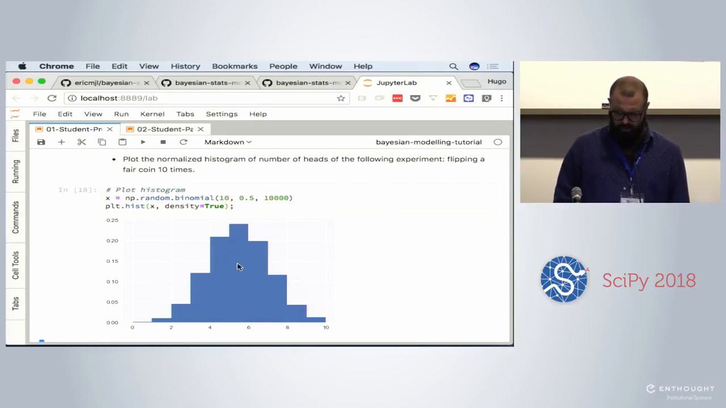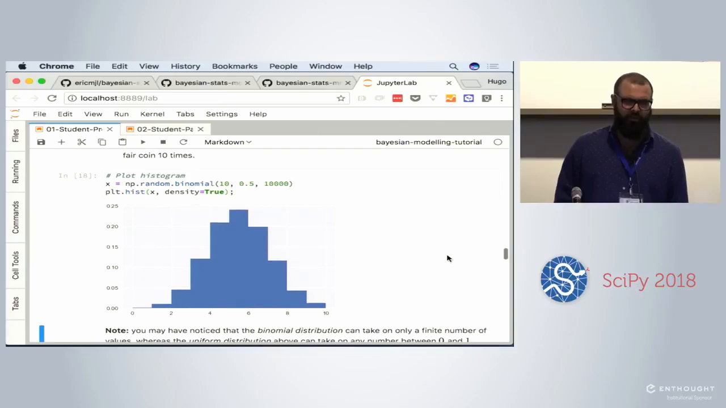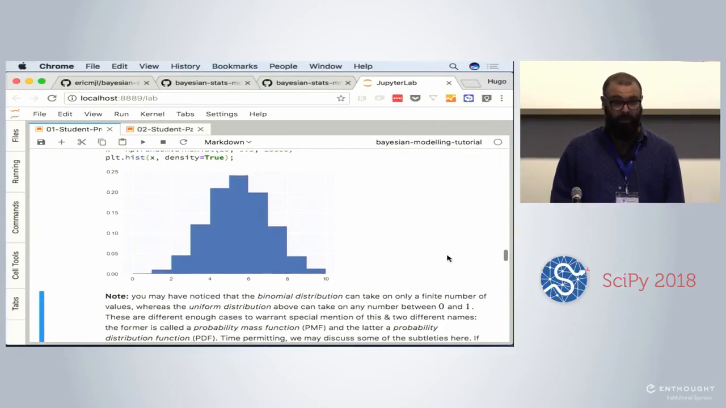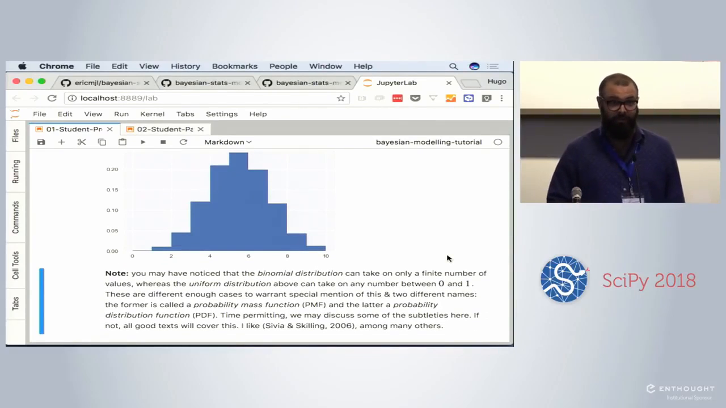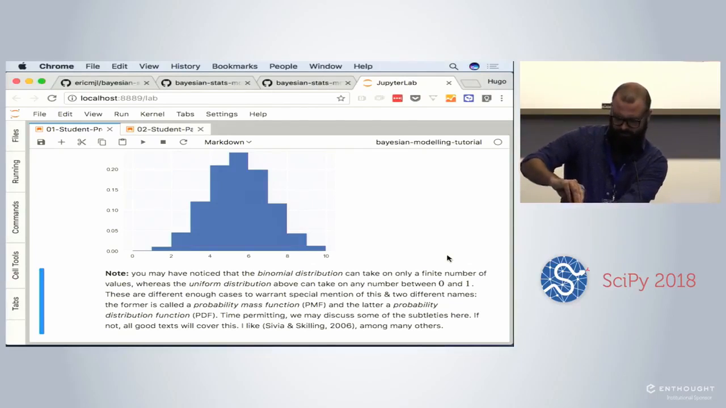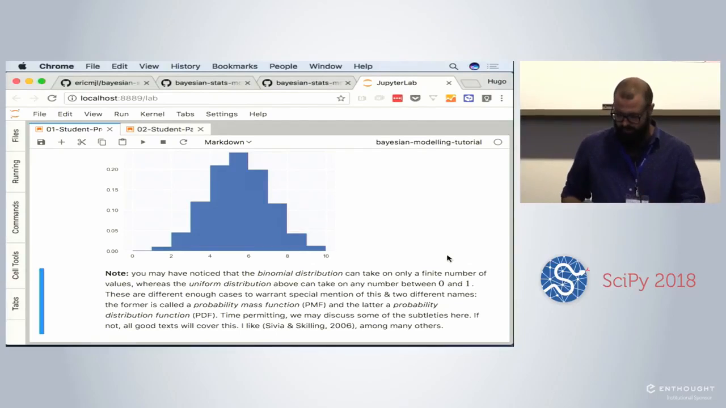Does this distribution look like anything to anyone? Looks kind of Gaussian. We can chat about why that might be the case at some point. Now, before we go on, something very important I need to tell you, okay?